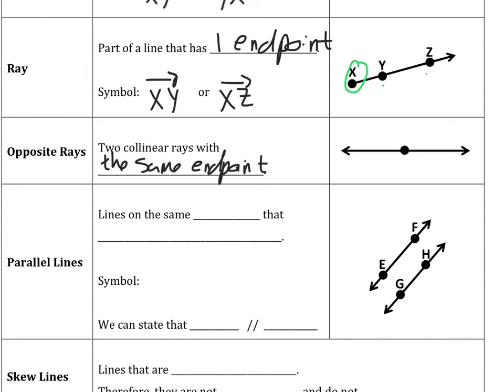So when you're thinking about these, you want to think that they make a line. So we're putting two rays together to form a line, and this just happens to be the point where they're meeting.